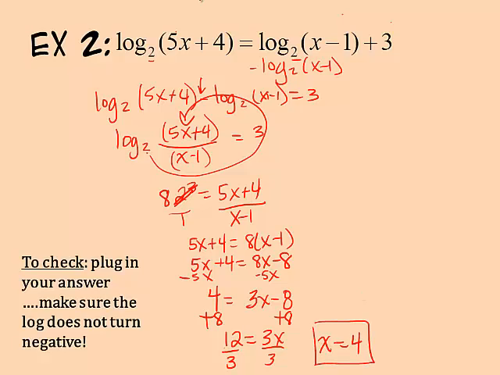4 is a positive number, so let's just check our equation, make sure it still works. 4 times 5 is 20, plus 4 is 24, so that's positive, it works. 4 minus 1 is 3, which is positive, and it works. Okay? So I checked, and this is a valid solution, not extraneous.